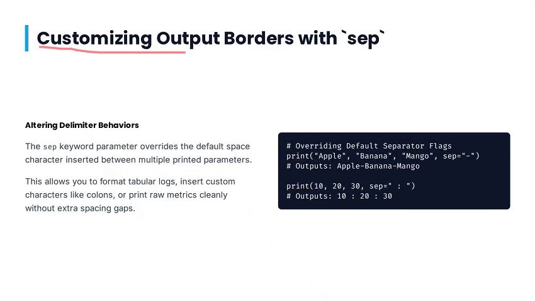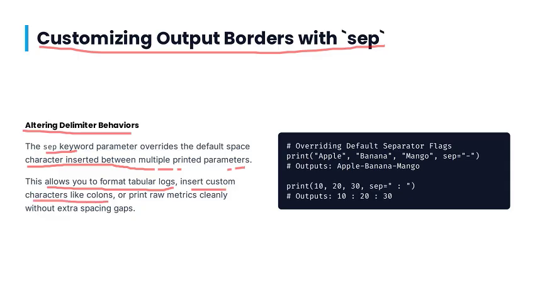Customizing output borders with sep. Alternating delimiter behaviors: the sep keyword parameter overrides the default space character inserted between multiple printed parameters. This allows you to format tabular logs, insert custom characters like colons, or print raw matrices cleanly without extra spacing.